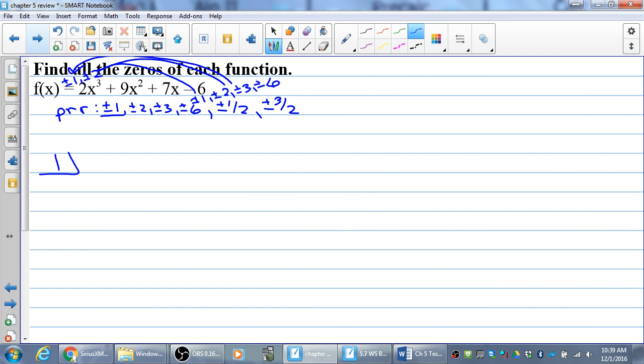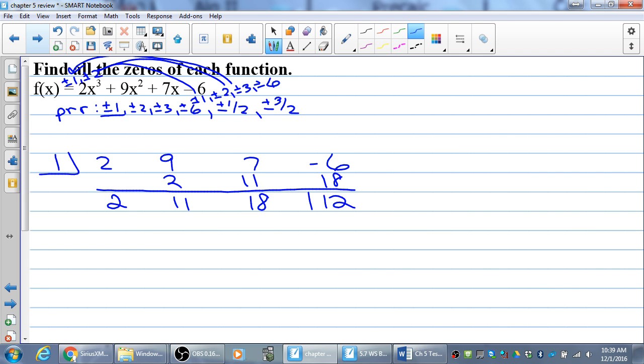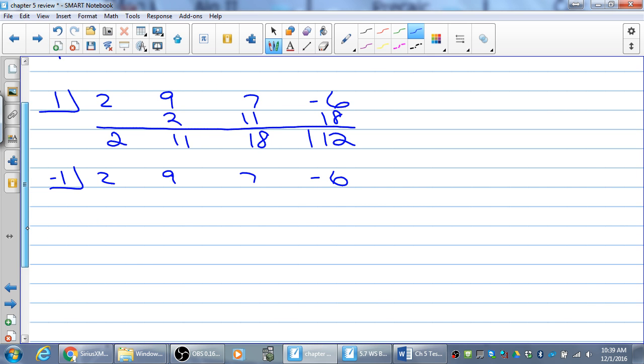All right, now we got to try some. 1, 2, 9, 7, negative 6. 2, 2, 11, 11, 18. That's not looking very promising. 18, 12. Did not work. These can be tedious. Let's try negative 1. 2, 9, 7, negative 6. I only have to find 1. It's an x to the third. 2, negative 2, 7, negative 7, 0, 0. Dang it, negative 6. All right, well, let's keep going.